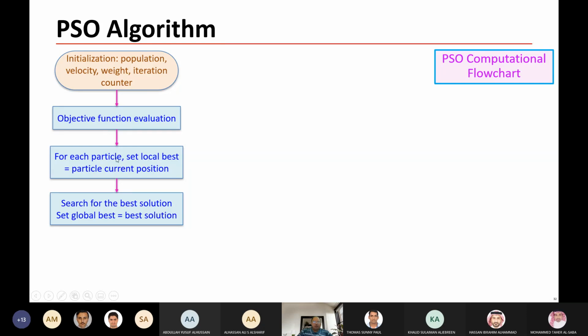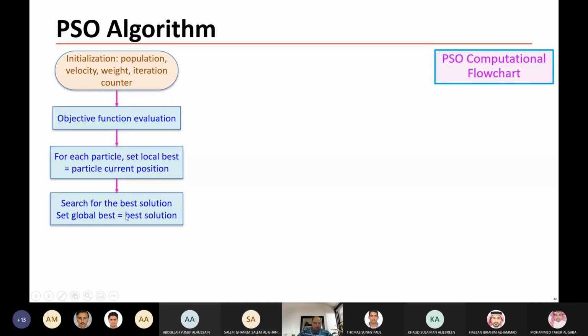So how many local bests do we have in particle swarm, and how many global bests? We have n local bests. The number of local bests equals the number of particles, equal to the population size. And the number of global bests?